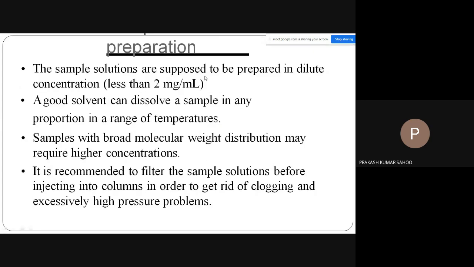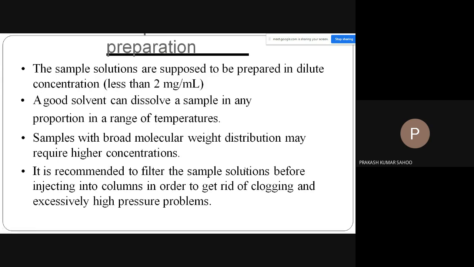The sample solutions are supposed to be prepared in dilute concentration, that is 2 milligram per milliliter. A good solvent can dissolve a sample in any proportion in a range of temperature. Samples with broad molecular weight distribution or higher molecular weight may require higher concentration. It is recommended to filter the sample solution before injecting into the column.